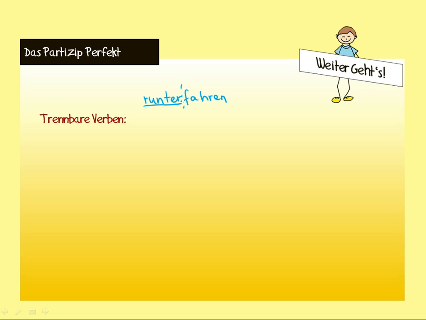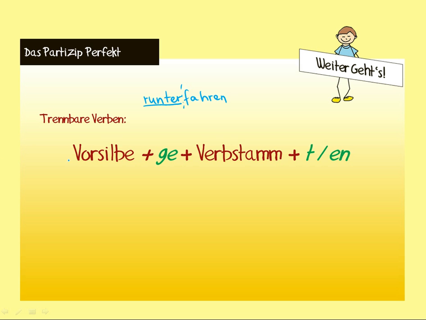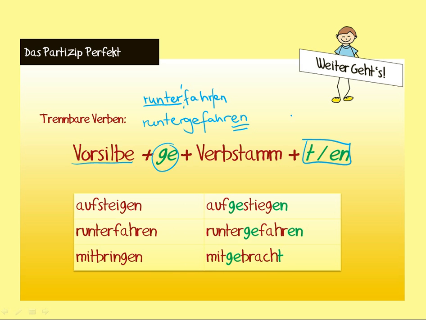If we put this in the past participle, we would take our prefix, runter, we put that GE that we've learned about before in there, take our stem, which is fahr, and then add either a T or an EN, and in this case it is EN. And that, whether you add a T or an EN, is actually something you're going to have to memorize. So yeah, that might be a little bit more difficult to remember.